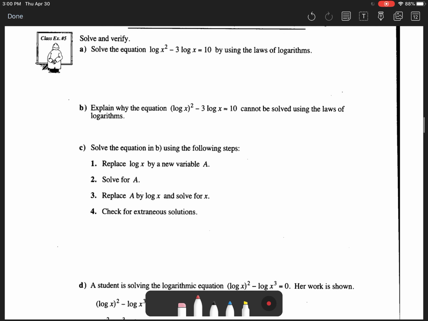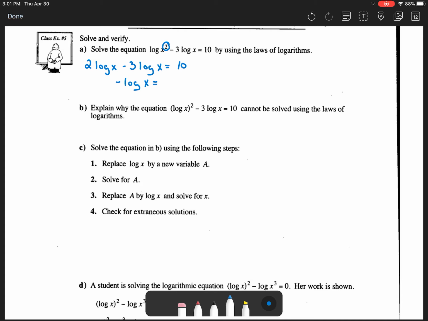Okay, so it reads like this: solve and verify. Solve the equation log of x squared minus 3 log x equals 10 using the laws of logarithms. So if I'm using the laws of logarithms, I'm going to take this exponent and move it down in front of the log expression. So 2 log x minus 3 log x equals 10. So if I have 2 log x's and I'm subtracting 3 log x's, I have negative 1 log x. I'm subtracting the same thing, I just have different numbers of them.